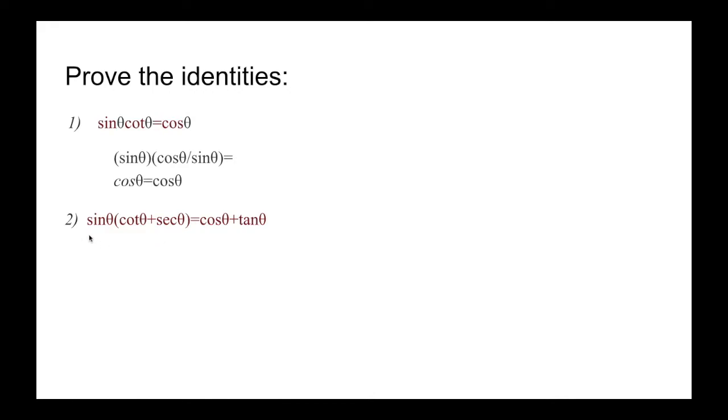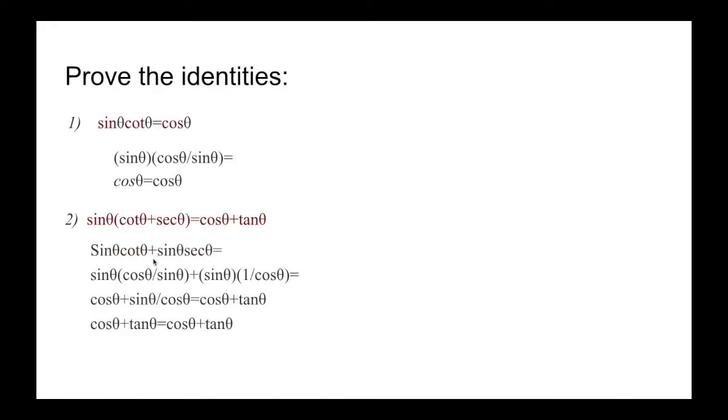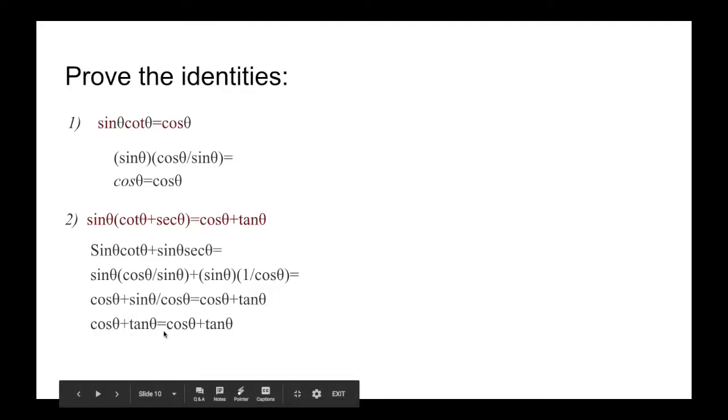In the second problem, we can distribute the sine to get sine times cotangent plus sine times secant. Then you simplify the cotangent and secant. The next step requires you to multiply the sine times cosine over sine, and then sine times 1 over cosine. When you simplify it, you get cosine plus sine over cosine. The last step is turning sine over cosine into tangent, then finally getting cosine plus tangent, matching the right side of the equation, meaning you did the problem correctly.